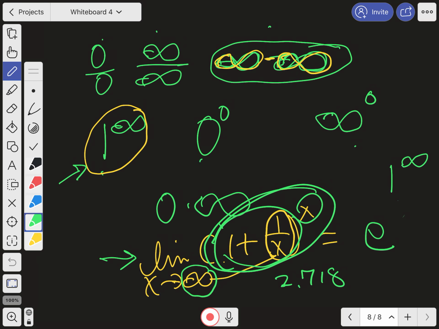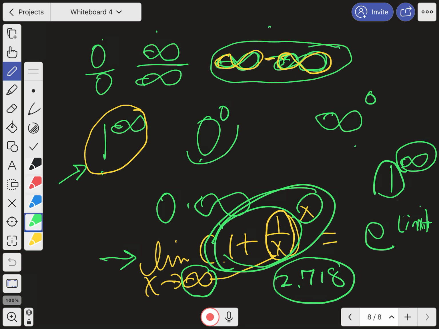But 1 to the infinity, if you're talking about a limit, which is all we're talking about right now, you might not have exactly 1. If you have a little bit less or a little bit more as it grows to infinity, it can accumulate to some interesting things. 0 to the 0, again, it cannot be determined, much like 0 over 0.